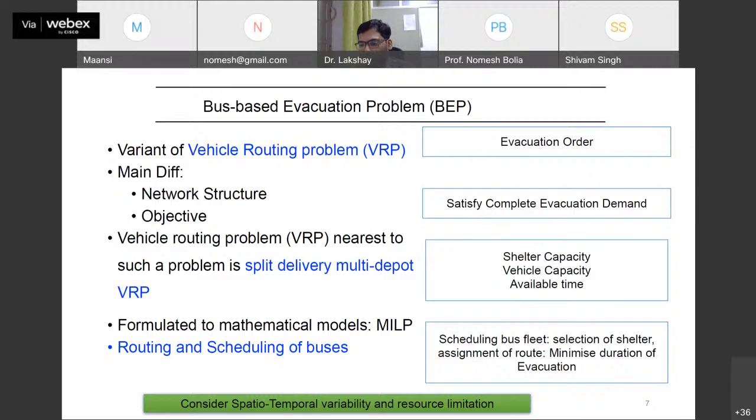What we have done differently here is that we have considered the spatio-temporal variability. Different places have different available times. Suppose you consider a given area where there are two nodes. These two nodes have different available times: this one needs to be evacuated in 90 minutes, this one in 150 minutes. If they have different spatial or geometric locations, they might have different evacuation times. That is something different we have considered. And the temporal variability is the given available time for all these different places; spatial-temporal means we have considered different places and different times.